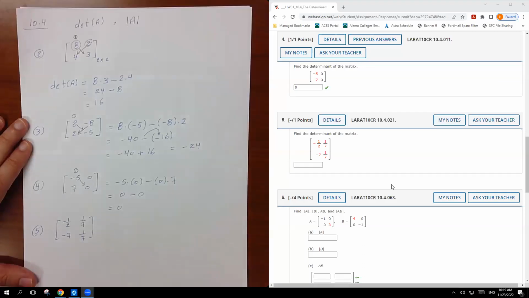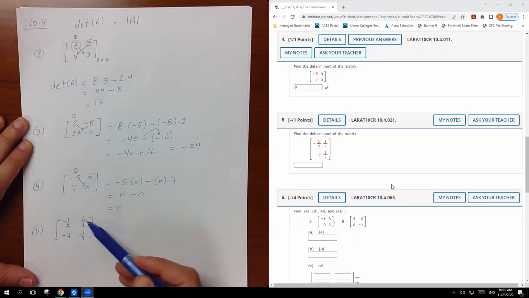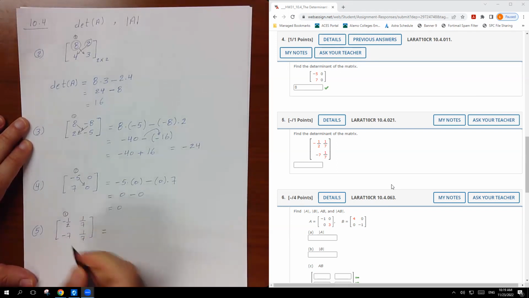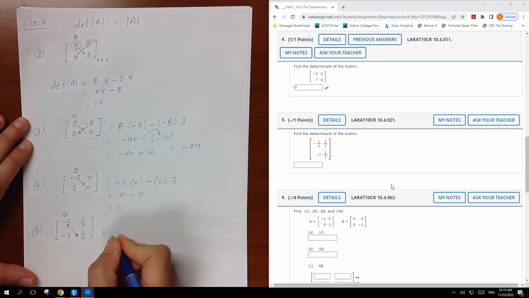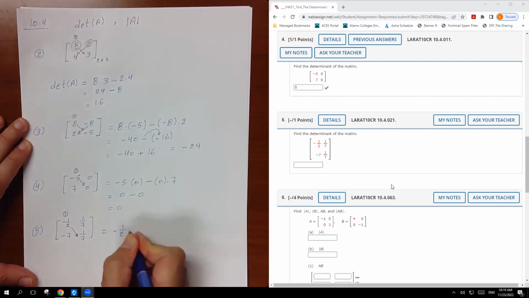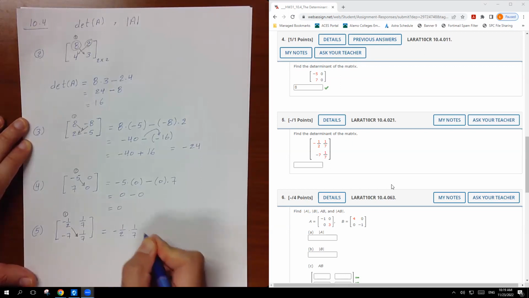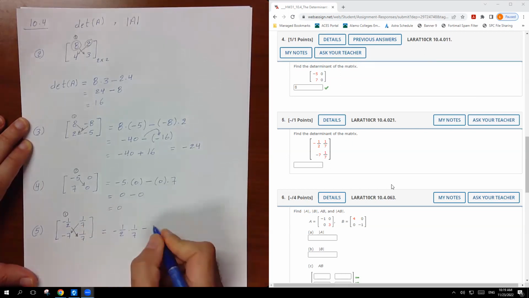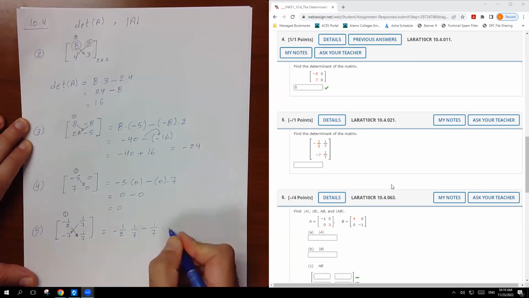For number 5, we're going to do the same thing. We need to find the determinant for this matrix. Be careful, we have fractions here. So to find the determinant, I'm always going to start from this number. It's going to be negative half times 1 over 7, minus 1 over 7 times negative 7.